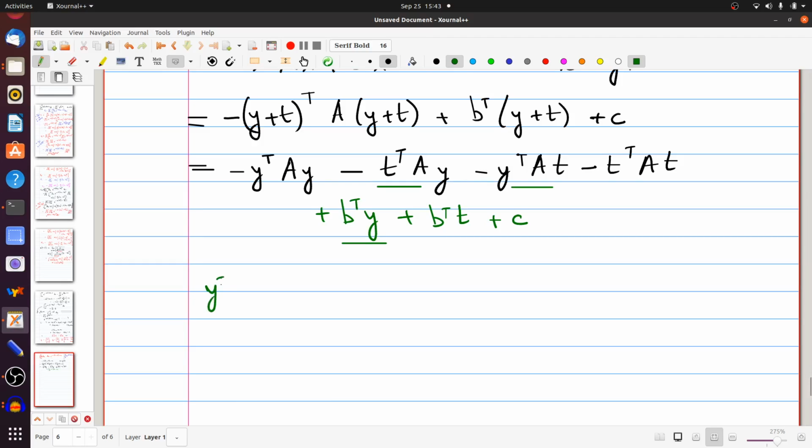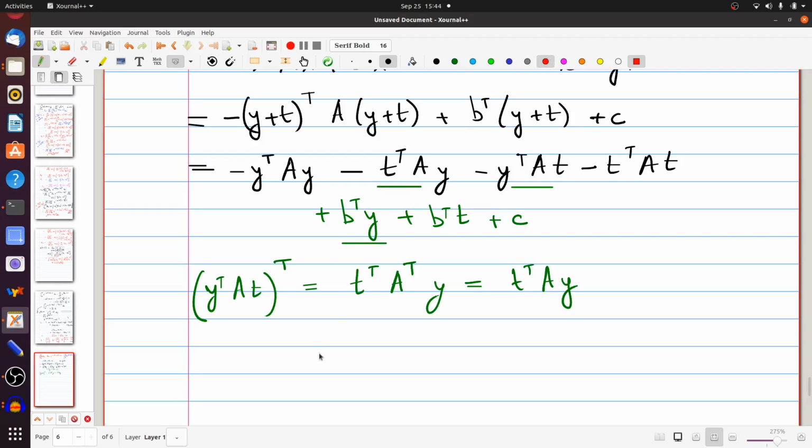If you take the transpose of y^T A t, which is the same as itself, of course you end up with t transpose A transpose y, but since A by our choice has been made symmetric, we get t transpose A y, which is the same as this term. So the two linear terms here combine to give you twice t transpose A y with a minus sign, and you have plus b transpose y here.